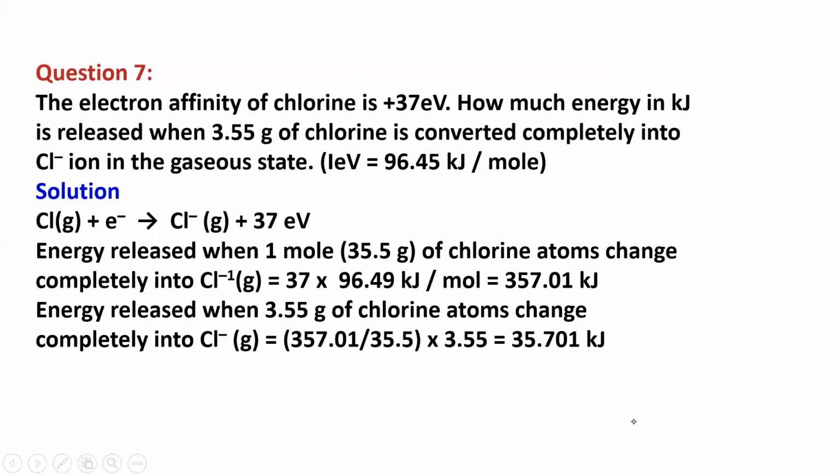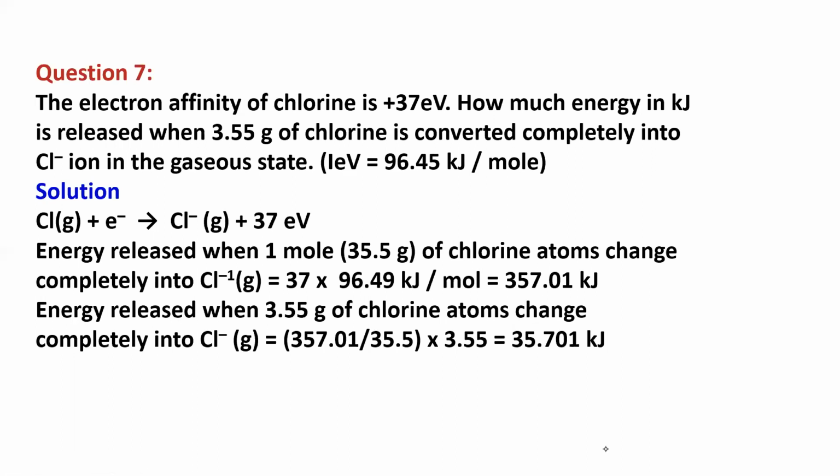The electron affinity of fluorine is plus 37 electron volts. They have given the electron affinity value in electron volts. How much energy in kilojoules is released when 3.55 grams of chlorine is converted completely into Cl minus in the gaseous state? So some amount of chlorine is taken and converted into chlorine ion, Cl minus, when chlorine gains an electron. In that process, whatever energy is released is called electron gain enthalpy. Electron gain enthalpy and electron affinity are both the same.